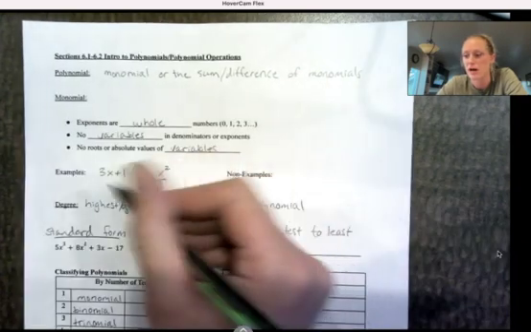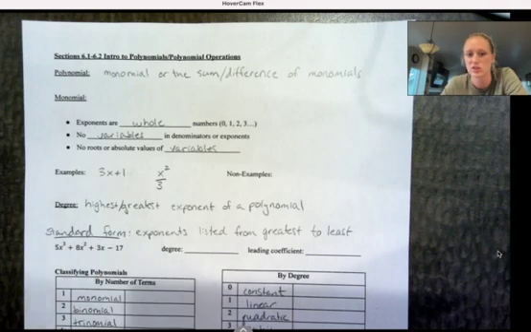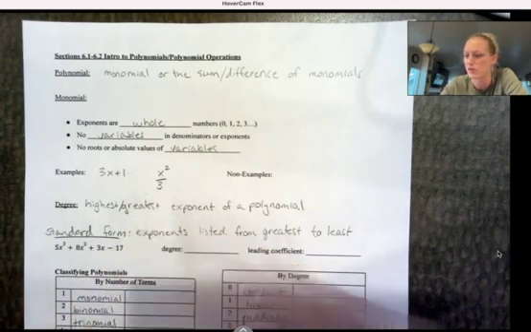This one would be a polynomial because this one has two terms. This addition separates the 3x from the 1, and we know we can't combine those because they're not like terms. So this is a polynomial, and this is a monomial.